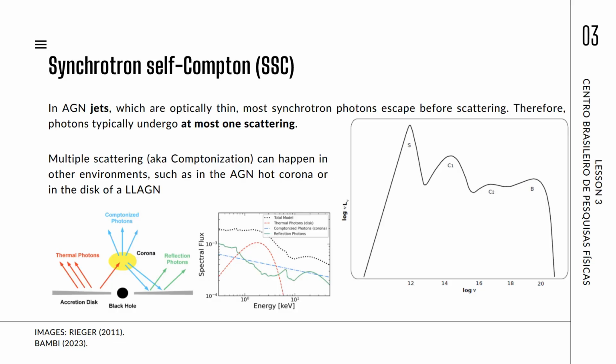In the case of low luminosity AGN, the disk is geometrically thick and optically thin. There are several complicated processes there, but we expect the SED to present a synchrotron peak, and it can present multiple Compton peaks. So this is the first inverse Compton peak of a low luminosity AGN. This is the second one, and this is Bremsstrahlung, which we will detail in this lesson.